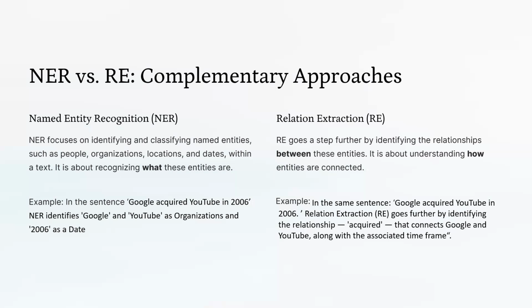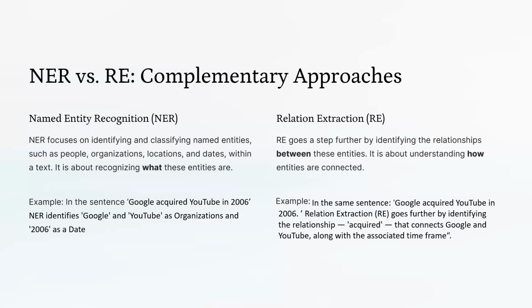But in contrast, relation extraction goes one step further by identifying how these entities relate to each other. NER helps identify what is in the text, while RE helps us understand how these entities are connected. This kind of relation extraction is very essential for creating knowledge graphs and improving search engines.